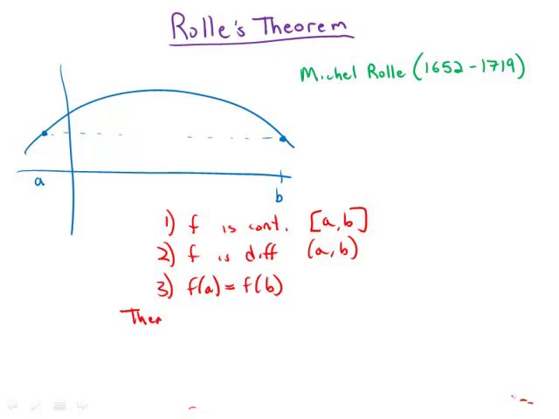Then there must exist some point c on the interval from a to b such that the derivative at c equals 0. So in other words, if a function satisfies all these conditions, it's continuous and differentiable on the interval, and it has the same height at both ends, then at least at one point in the middle, it must have a 0 derivative. And so this is an interesting theorem.